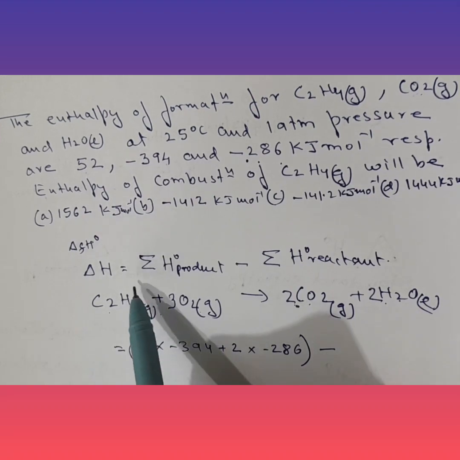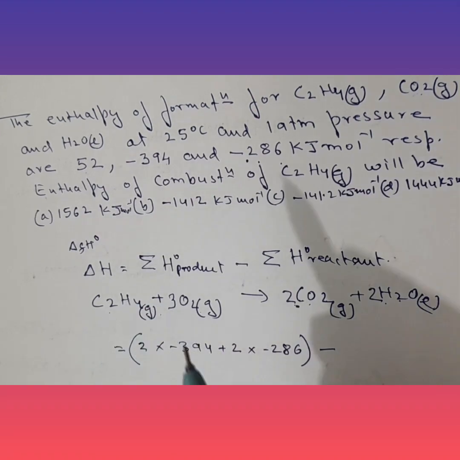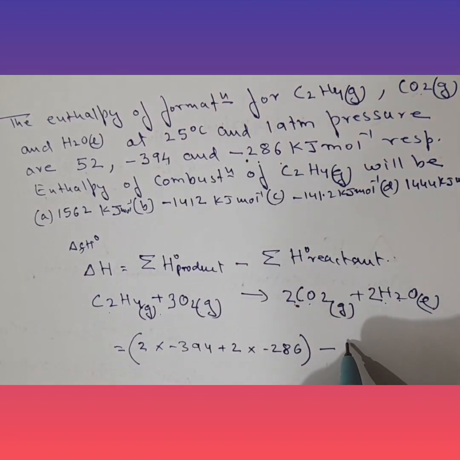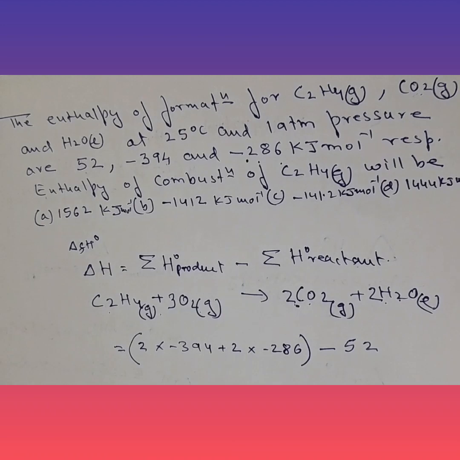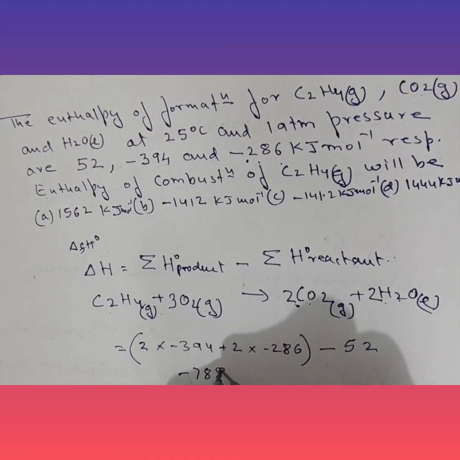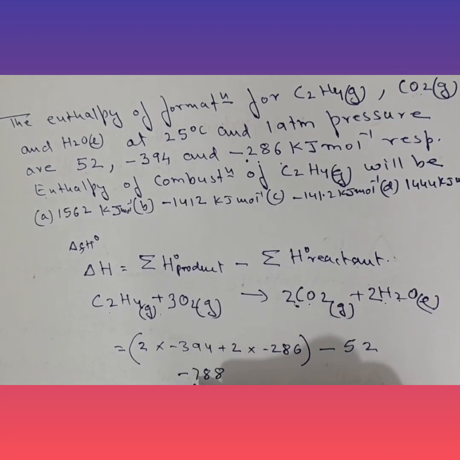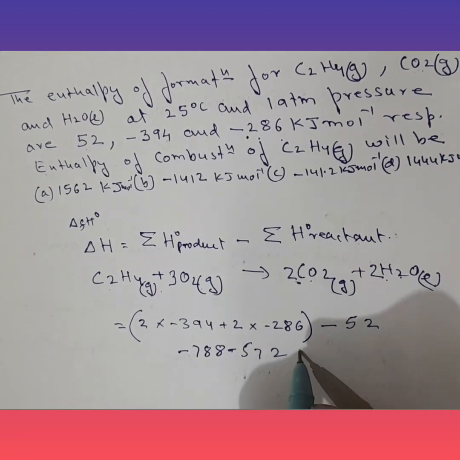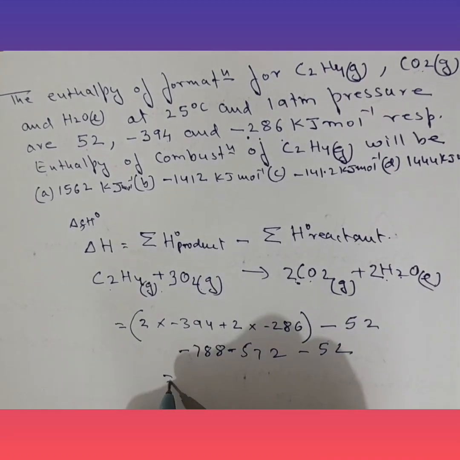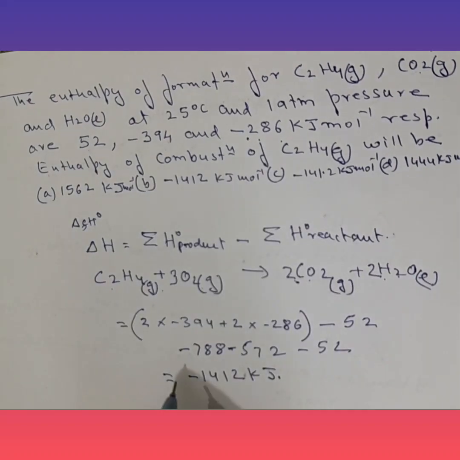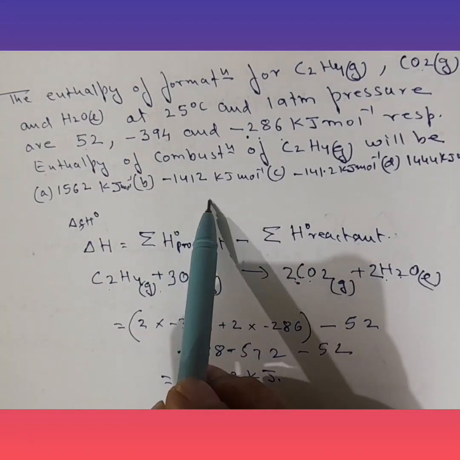Alright, so we just have to take the enthalpy for ethane gas. Let's jot it down. It has been mentioned over here, it is 52, so it would be minus 52. Whether it comes to minus 788, then minus 572, and minus 52. This all comes to minus 1412 kilojoules. Alright, so the option is B.